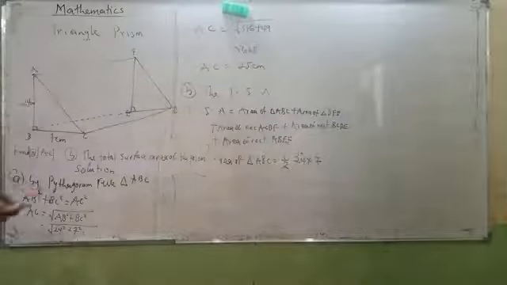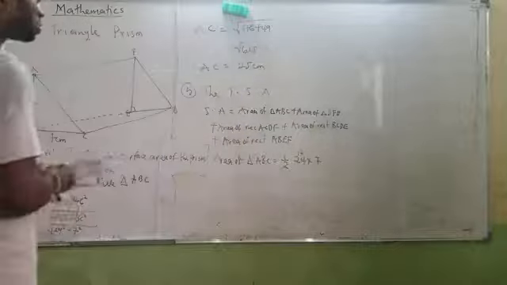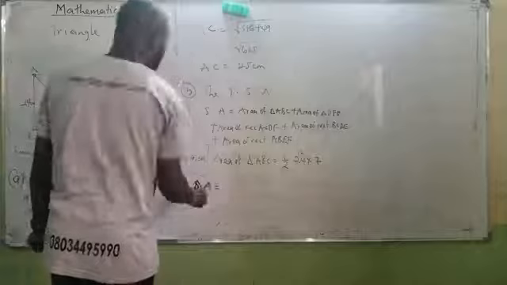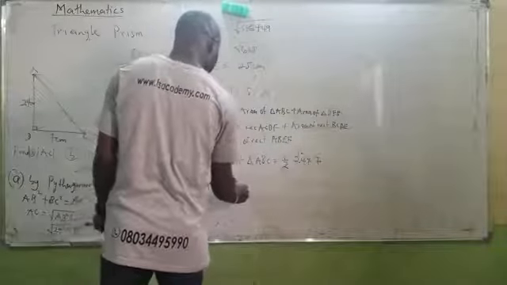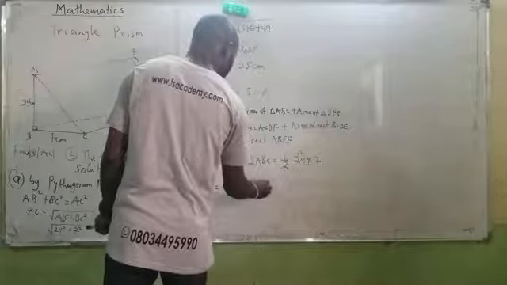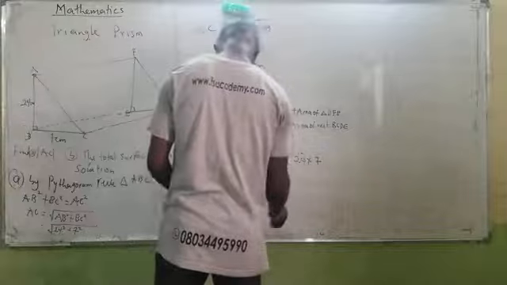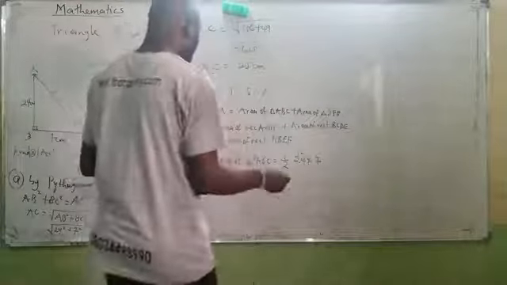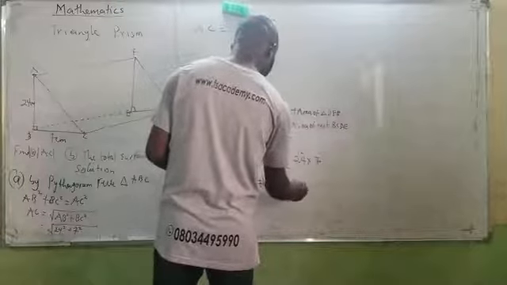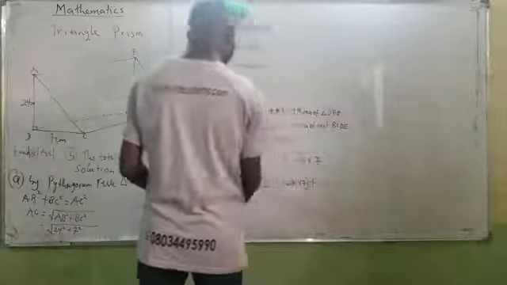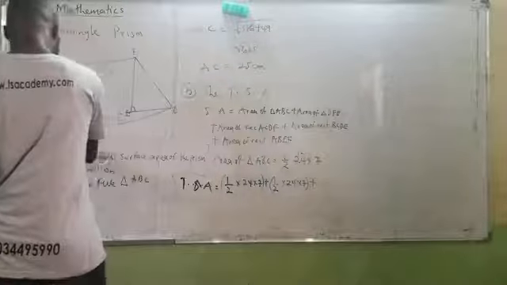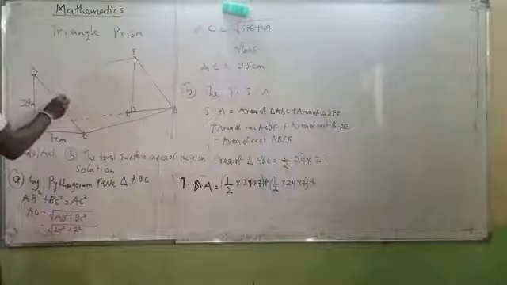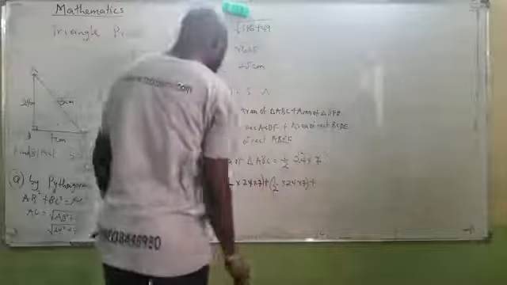Now, you keep doing those things, and I don't need to stress myself in that aspect. Now, it means my total surface area will be equal to, the first one is 1 over 2 multiplied by 24 multiplied by 7 plus, the second one will also be what? 1 over 2 multiplied by 24 multiplied by 7 plus. Now, it means I've settled this triangle. I've told you that this equals this, this equals this, and this, which we have found at that time, is 25 centimeter. It means it's also 25 centimeter.